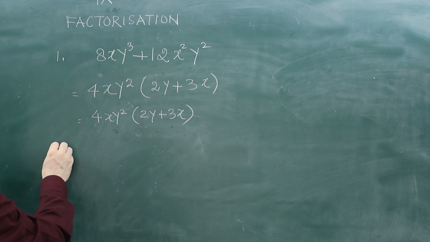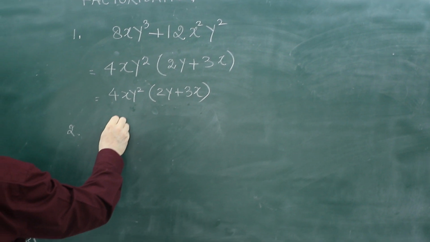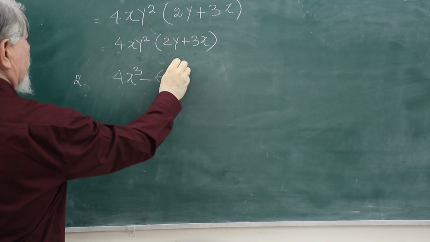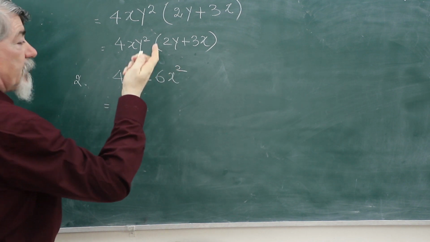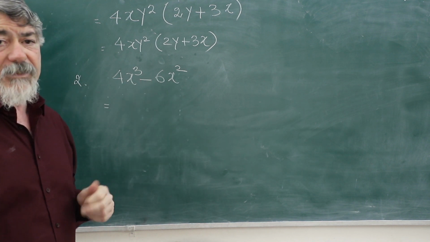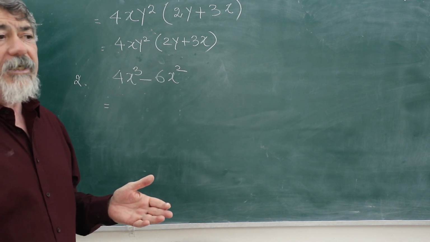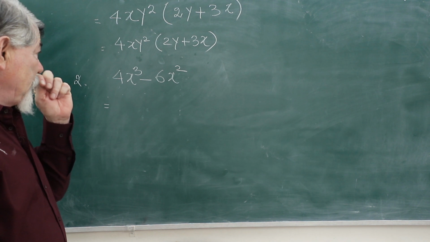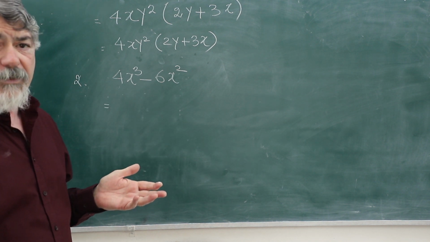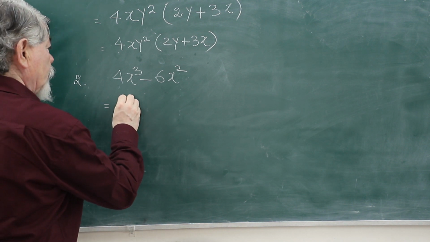For example, let us see question number 2. It is 4x to the power 3 minus 6x to the power 2. Now we know 4 and 6 are multiples of 2, so I can take out definitely, these are even numbers. Even numbers are the numbers which are exactly divisible by 2. So out of 4 and 6 I can take 2 common because that is the highest common factor. So I take out 2 common.